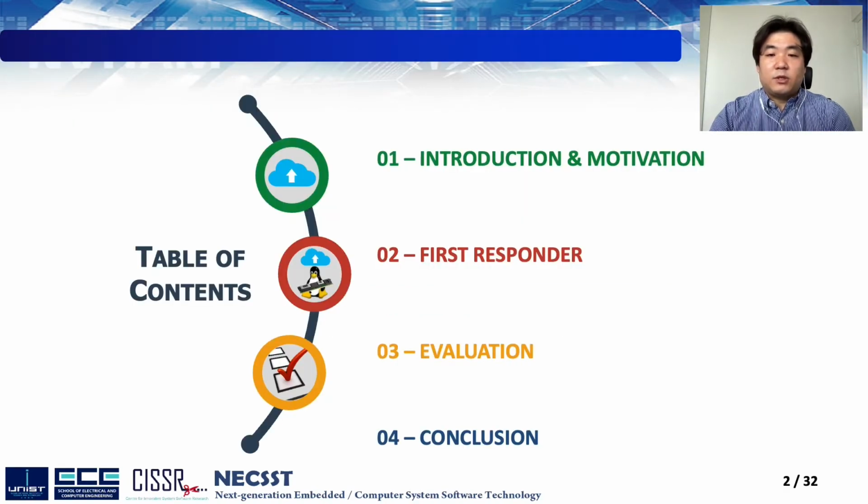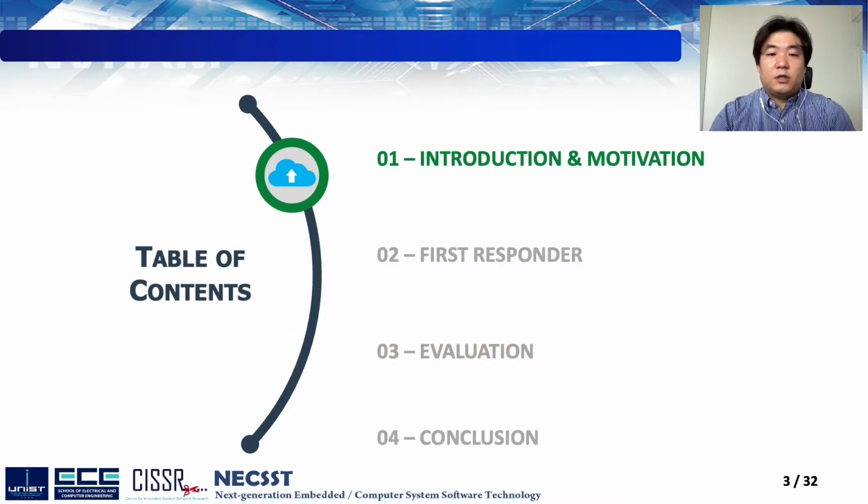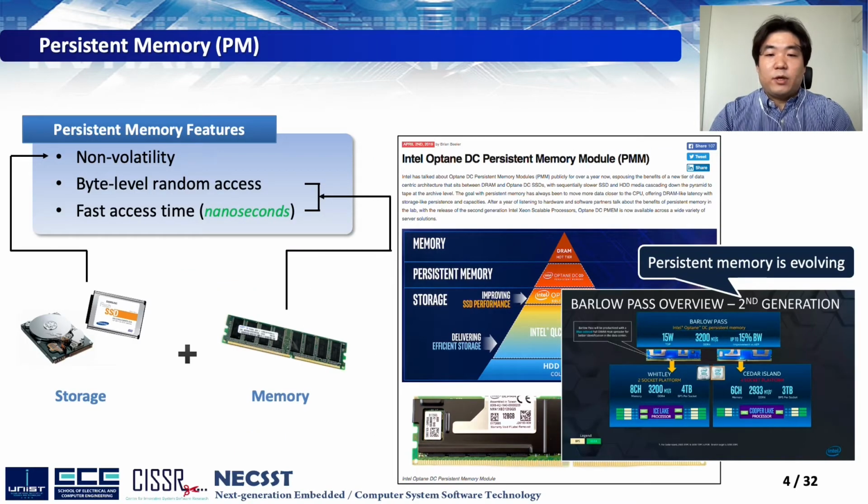Today's presentation will proceed in the following order. Introduction and motivation. Persistent memory is a next-generation memory technology that has non-volatility, byte addressability, and DRAM-like latency. Nowadays, commercialized persistent memory products such as Intel Optane DC PMM are used by many research groups.